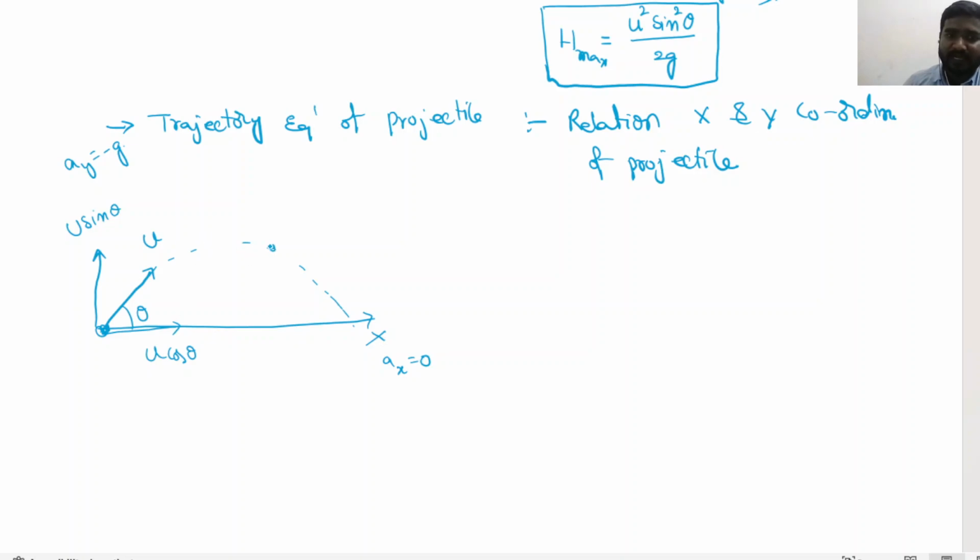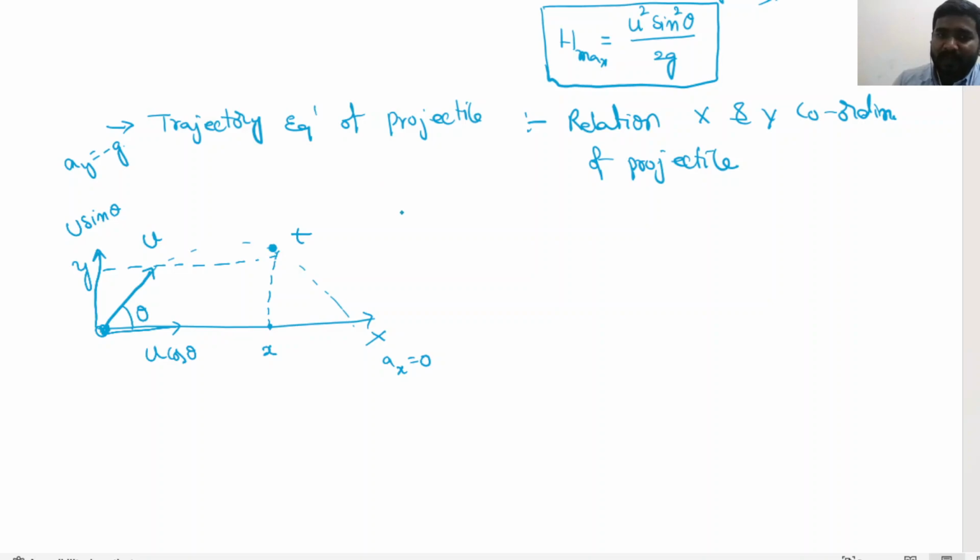So at a time t, we need to take the x component of the projectile as well as the y component of the projectile. The x component we take as x, and the y component we take as y. We need to make a relation between the x component and y component of the projectile. That is your trajectory equation.